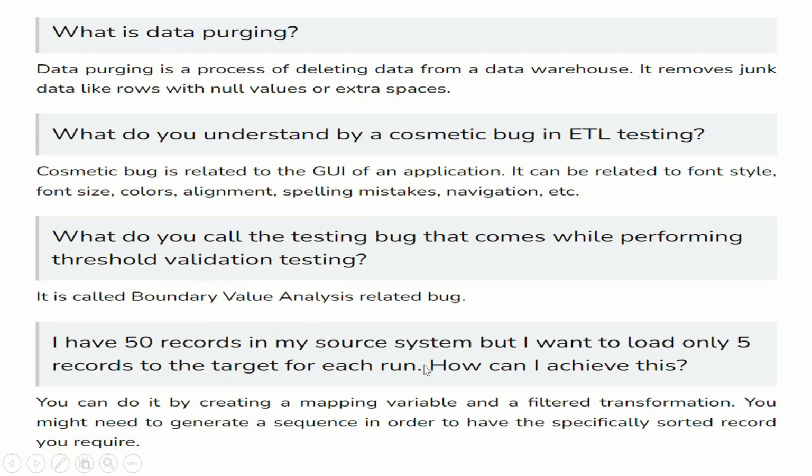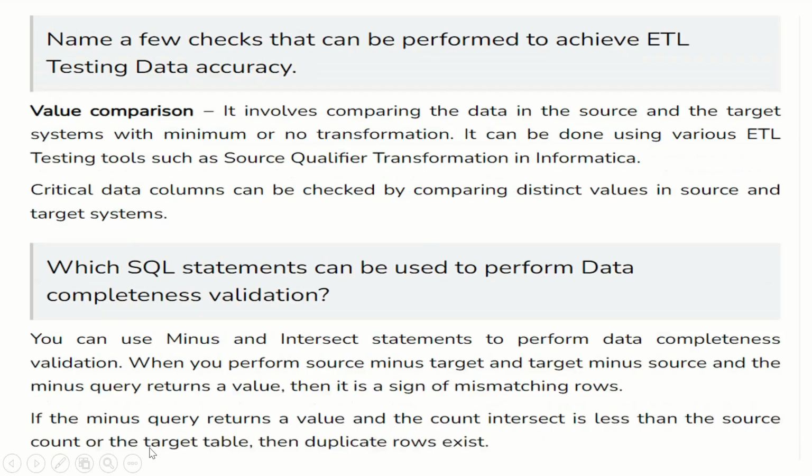I have 50 records in my source system, but I want to load only 5 records to the target for each run. How can this be achieved? You can do it by creating a mapping variable and a filter transformation. You might need to generate a sequence in order to have the specifically sorted records you require.